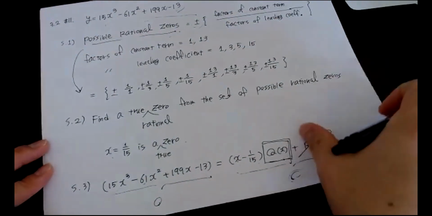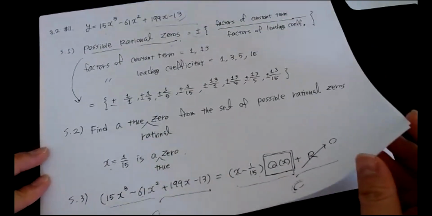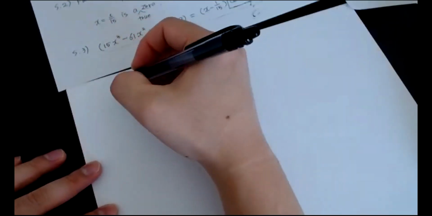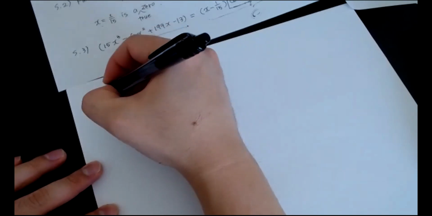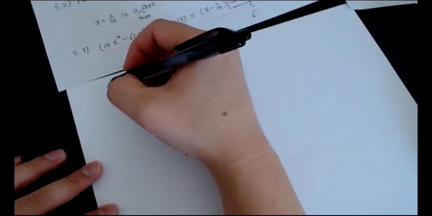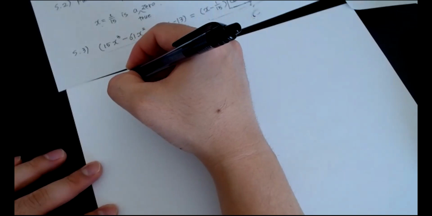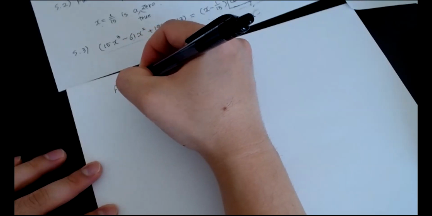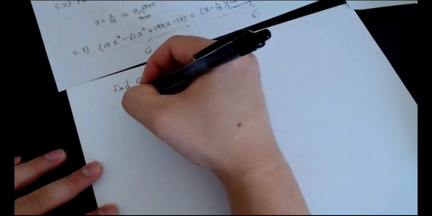So let me keep going. Step 4, see, step 3 is to find q of x. So using synthetic division.